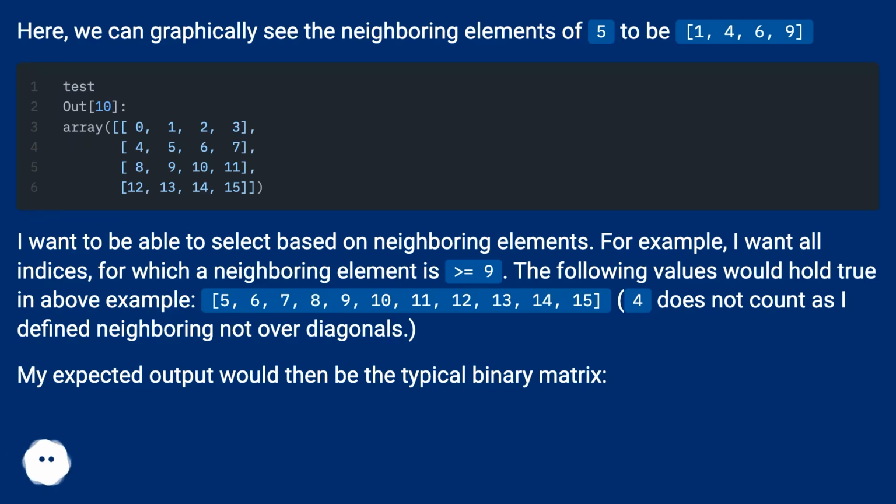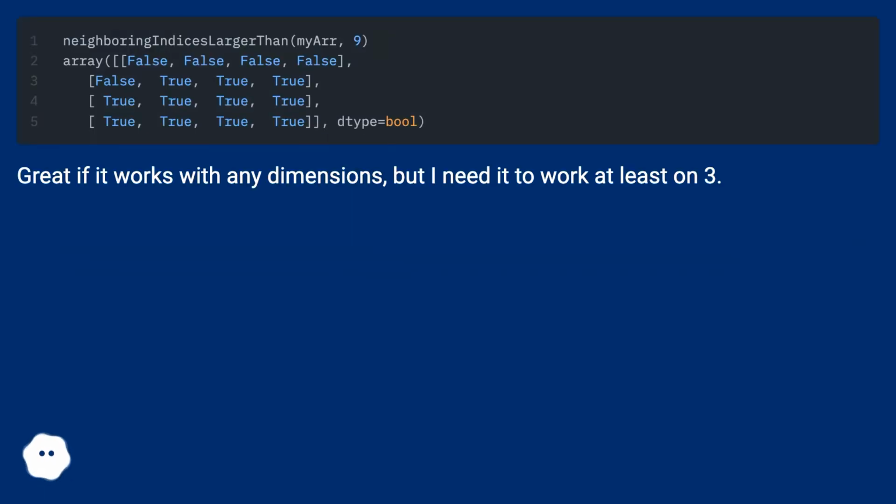The following values would hold true in the above example: 5, 6, 7, 8, 9, 10, 11, 12, 13, 14, 15. 4 does not count, as I define neighboring not over diagonals. My expected output would then be the typical binary matrix. Great if it works with any dimensions, but I need it to work at least on 3.